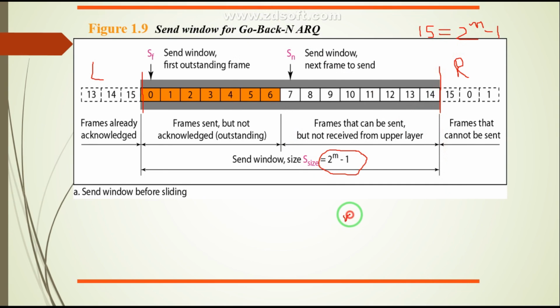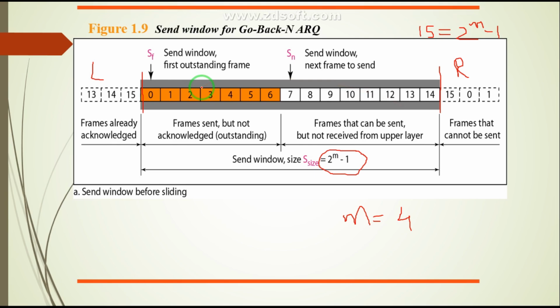Definitely m over here, it should be equal to what? It should be equal to 4. That is 2 raised to 4. It means 16 minus 1. That is 15. So over here, S size, this variable, is equal to 15. Now, this size of the window is fixed.